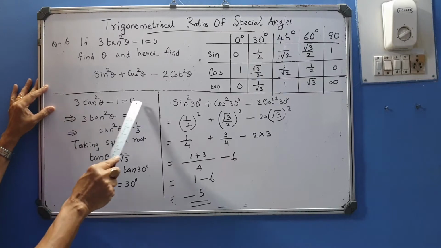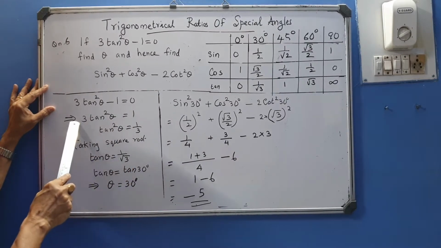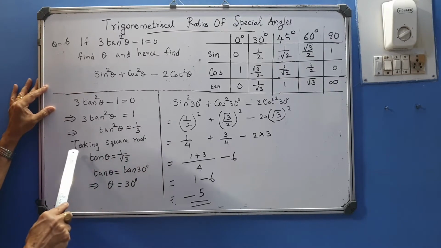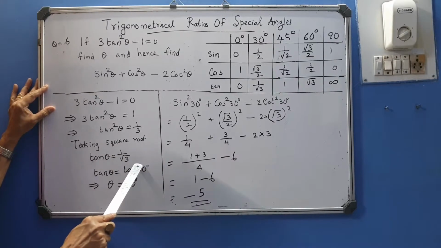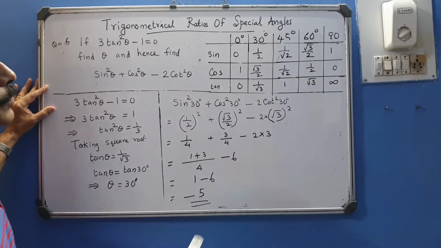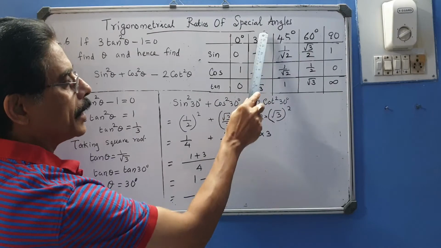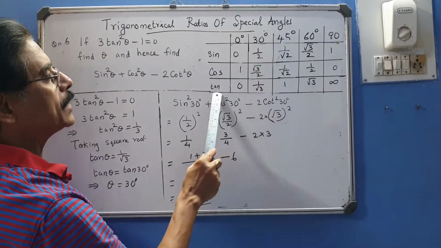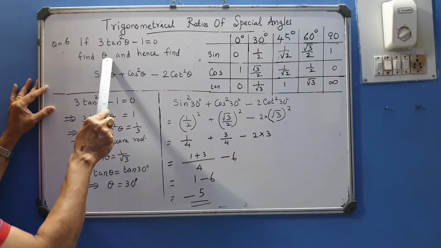3 tan square theta minus 1 is 0. Take the minus 1 to the right side. So it becomes plus 1. Cross multiply 3 to the other side. So tan square theta is 1 upon 3. Taking square root on both sides, we get tan theta is 1 upon root of 3. Now search for 1 upon root of 3. Tan value 1 upon root of 3 is 30 degrees, tan 30 degrees, because 1 upon root 3 can be replaced by tan 30. So we replace by tan 30, tan and tan will get cut, theta is 30 degrees. So we got the value for theta, 30 degrees.